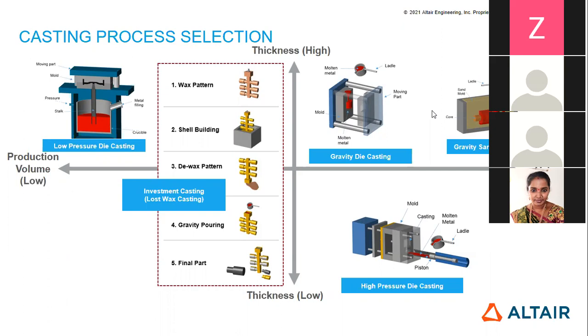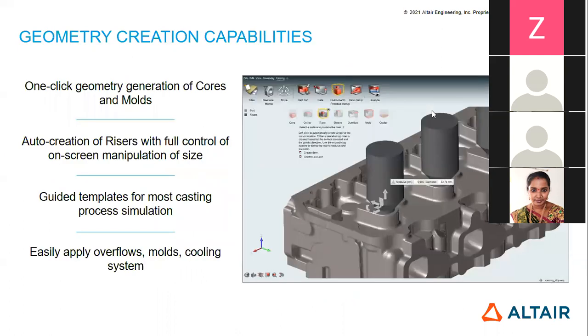So with Inspire Cast, for checking the casting feasibility, you can check all the templates that you can see on my screen. You can check the feasibility for the gravity sand, the gravity die, low pressure die casting, high pressure die casting, tilt pouring, and even the investment casting. So what are the main capabilities we have to design the component, or to analyze the component?